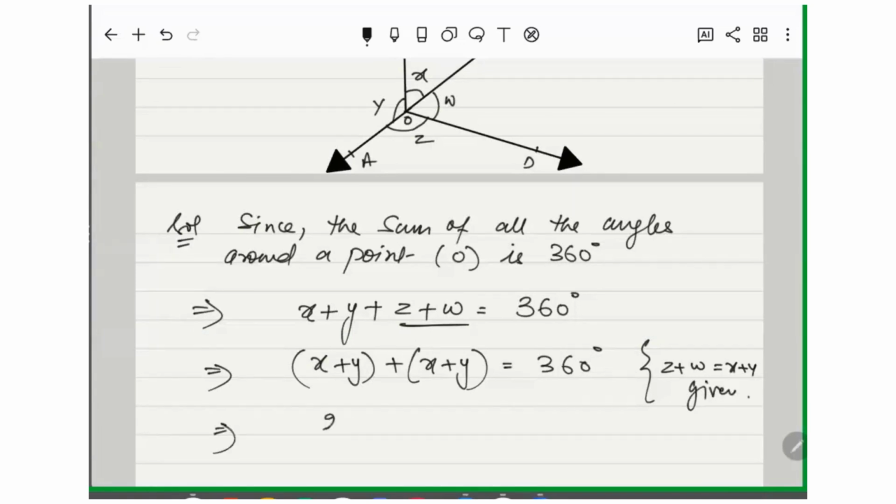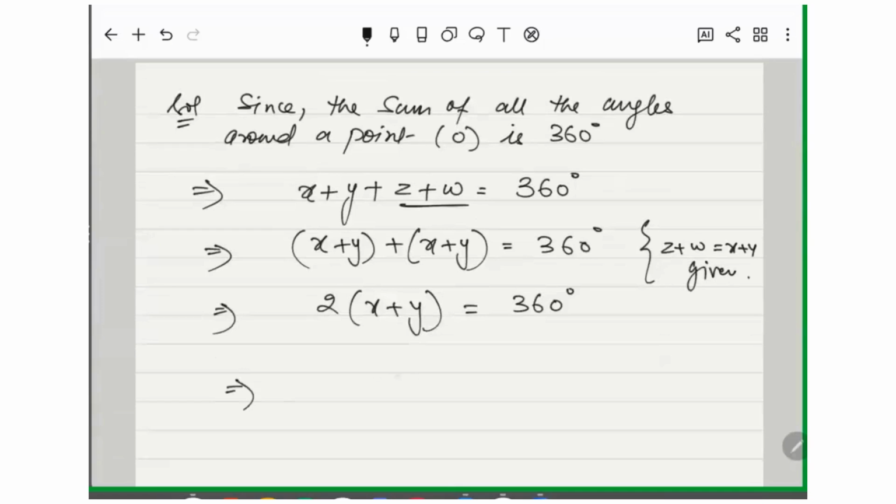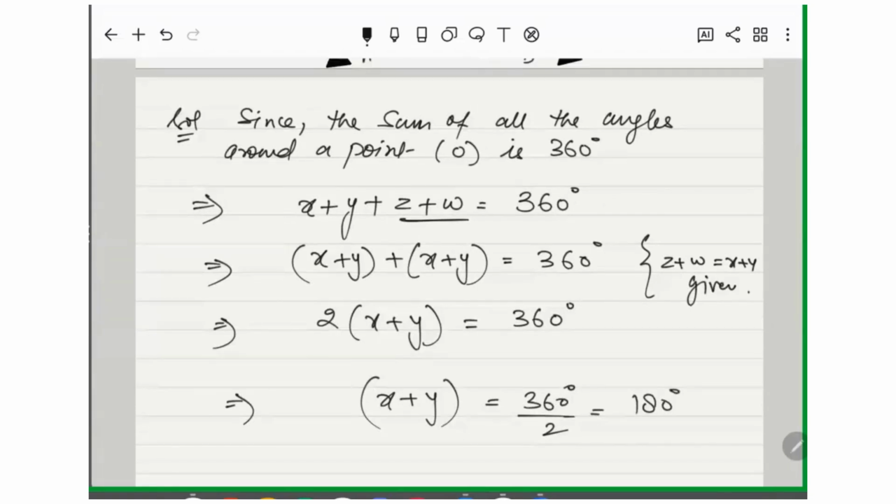That means twice of x plus y. X plus y plus x plus y will become twice of x plus y. This is equal to 360 degrees, right? Therefore, x plus y will be equal to 360 divided by 2, that is 180 degrees, right? Are you getting that? Please see the screen. X plus y is equal to 180 degrees.